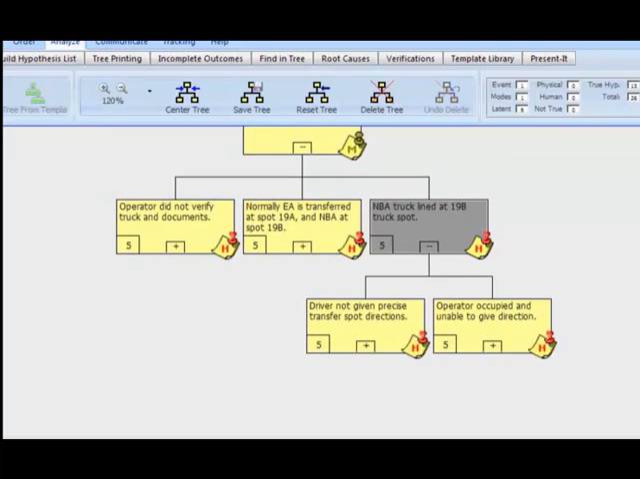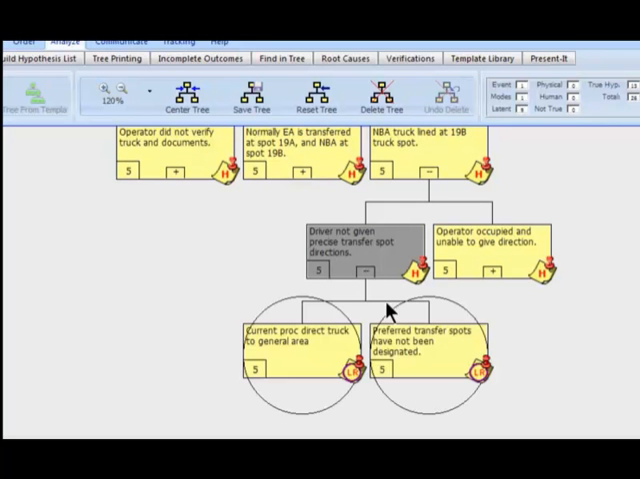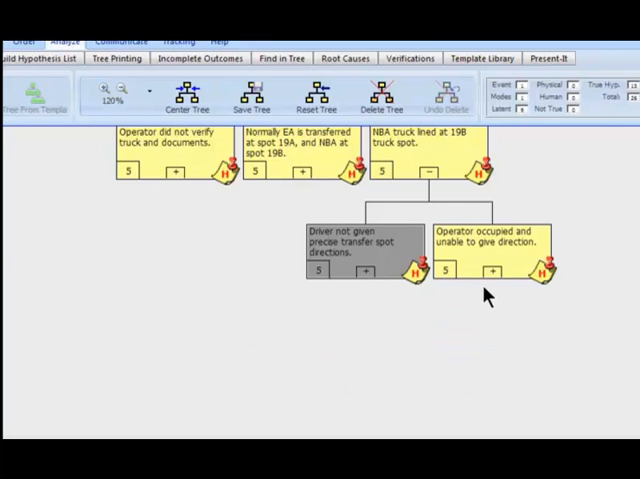So why was that the case? The driver was not given precise transfer spot directions. Well, why was that the case? The current procedure was to just direct the truck to the general area, and the preferred transfer spots had not been designated by the company.